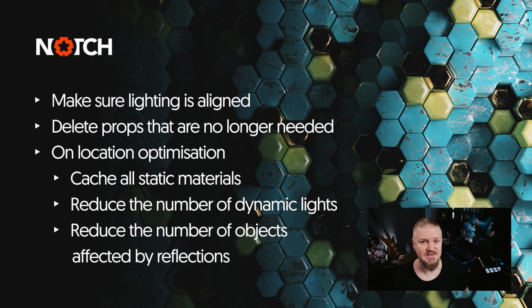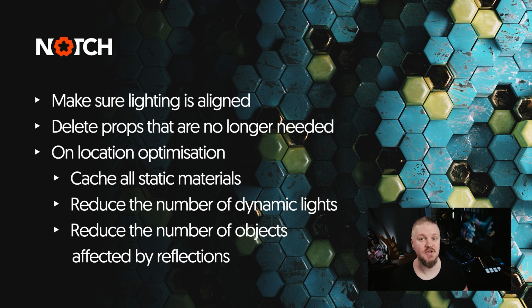So let's go through some practical tips for on-location work. Start with making sure that virtual lighting is aligned with the physical lighting of the stage. Then check your scene to see if you can delete props that are no longer needed, based on changes from the director or camera placements. And lastly, do some finishing touches on your optimization. Cache all static materials, but do this as an absolute last step before shooting, as this process is currently destructive. Keep a copy of your non-cached materials in a backup effect if needed.